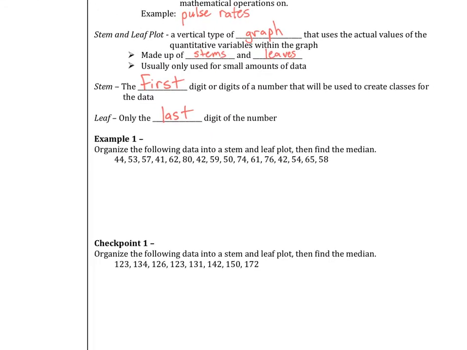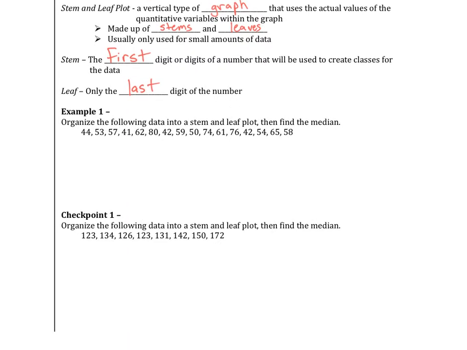All right, and we're going to make a couple stem and leaf plots. So in example one, it says organize the following data into a stem and leaf plot, then find the median. So I do this in 2 steps. The first step is just get the numbers down in the classes. So you make almost like a T-chart, and on the left side, you put your stems, and the right side, you put your leaves. So all of these numbers are 2 digits. So 1 digit will go on the left, and 1 will go on the right.